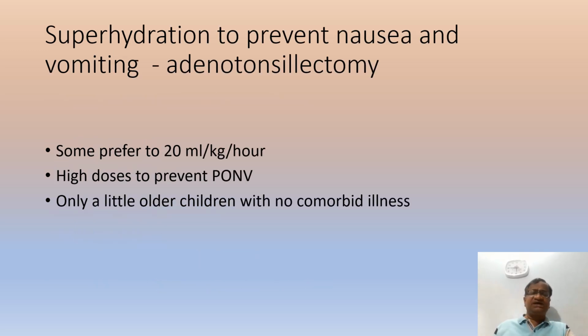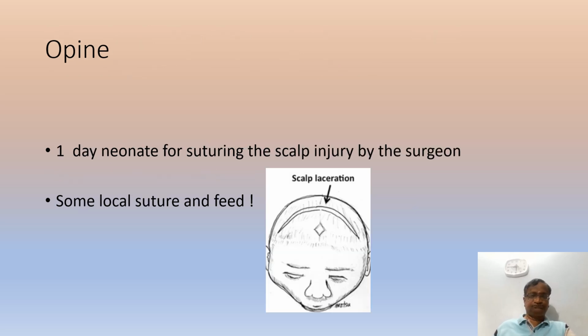So people sometimes give superhydration. Instead of 10 ml, give 20 ml per kg per hour, and high doses may prevent PONV. Now you have a 1-day-old child. As soon as the baby is delivered, with a big scalp swelling because of the cesarean section, you don't need to give any fluids at all. Some local, suture it, and give it to breastfeeding.